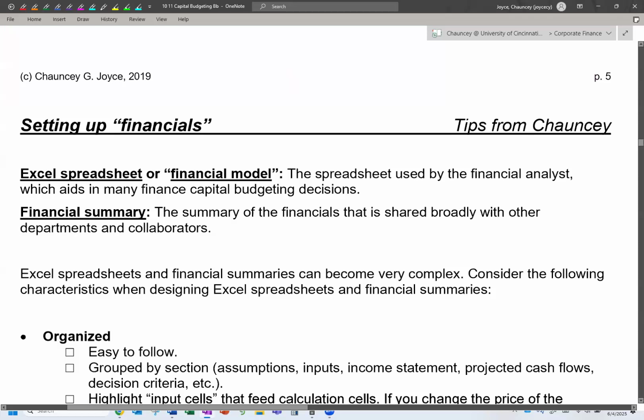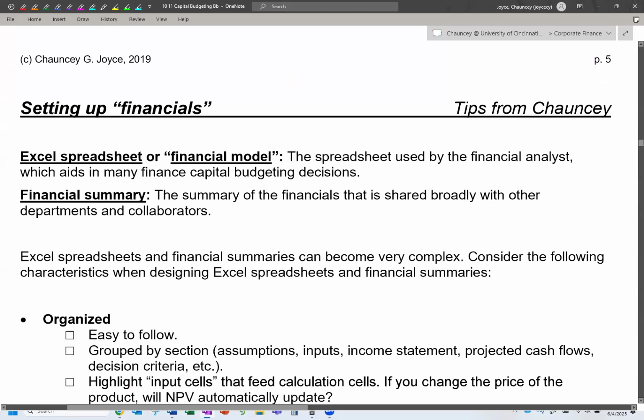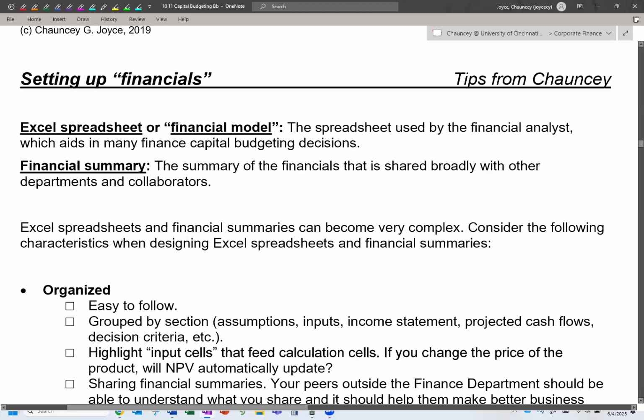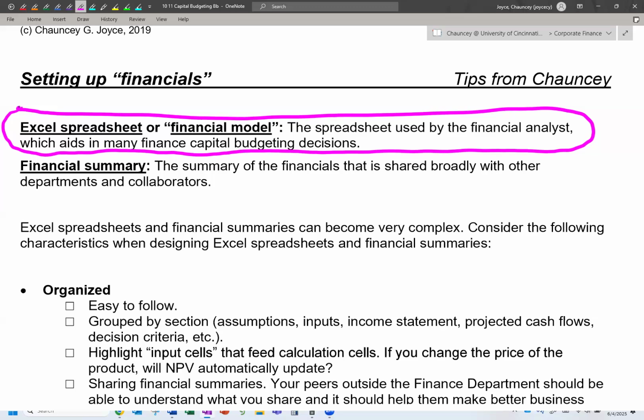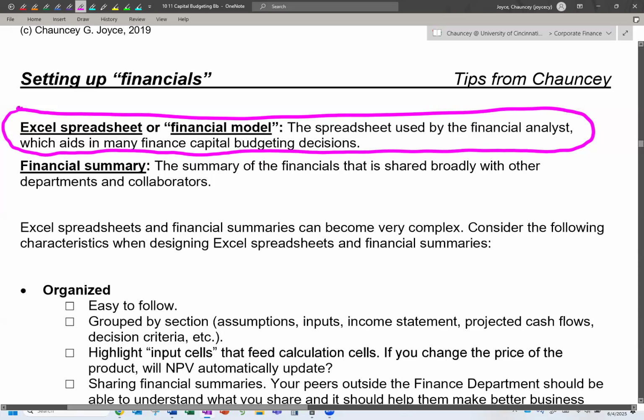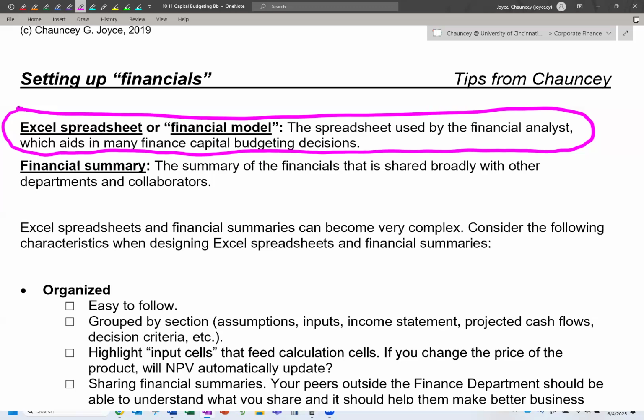All right, now when you set up the financials, there are some tips from me. I did this for six years as part of my career. I'll define two different things. The first is a financial spreadsheet, and that's the financial model. With this, I encourage you to be somewhat selfish. It's the spreadsheet used by a financial analyst, which aids in many finance capital budgeting decisions. The reason I say be somewhat selfish is to be protective of this. You've designed this, you've created it, you know its ins and outs, its flaws, its limitations, and its capabilities. If you just go around and share this with everybody, they may misuse it.